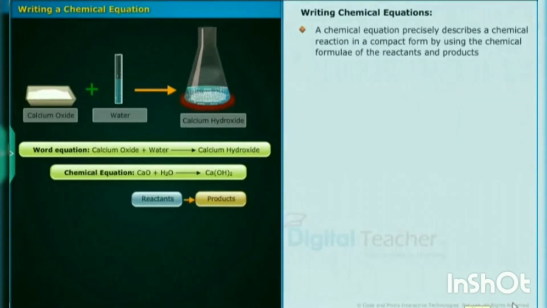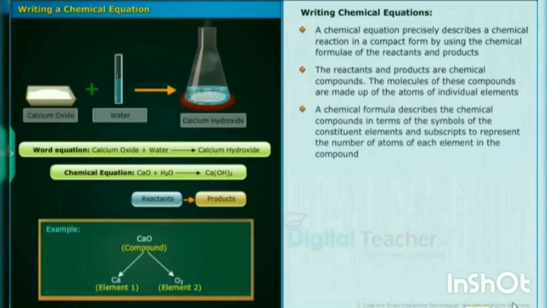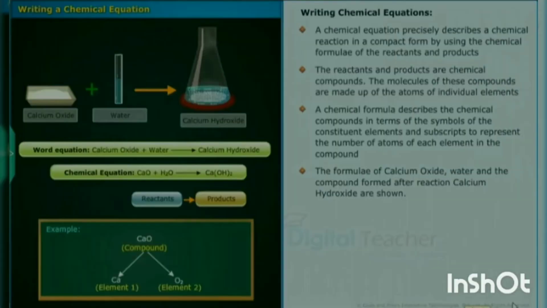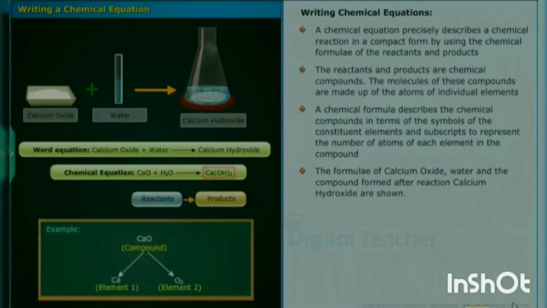How to write a chemical equation? Now, a chemical equation precisely describes a chemical reaction in a compact form by using chemical formulae of the reactants and products. The reactants and products are chemical compounds. The molecules of these compounds are made up of atoms of individual elements. The chemical formula describes the chemical compounds in terms of symbols of the constituent elements and subscripts to represent the number of atoms of each element in the compound. The formulae of calcium oxide, water, and the compound formed after the reaction, calcium hydroxide, are shown.